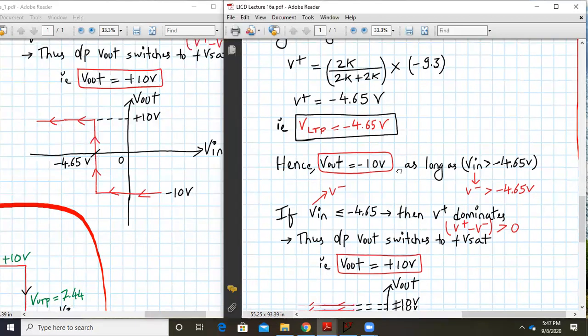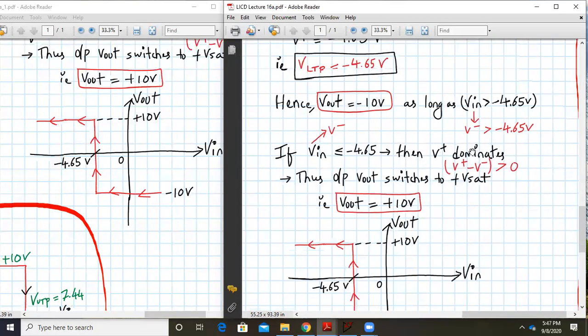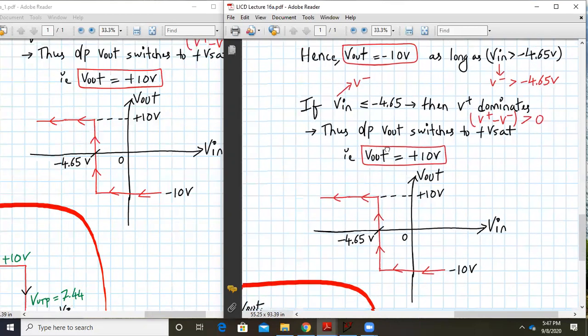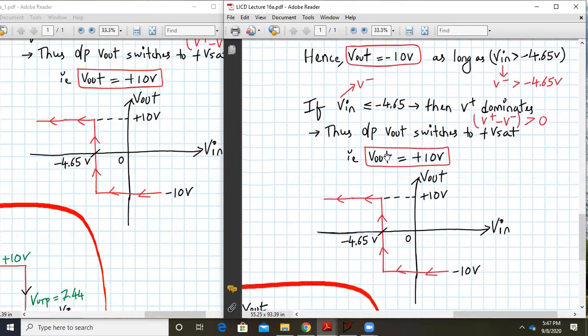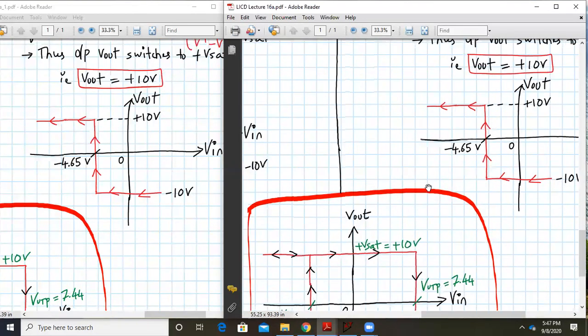Okay, so indirectly we are saying that V minus is the one which is less, so V plus will dominate. If V plus is greater than V minus, output will be at plus 10 volts, as is evident from this diagram. Okay, so I hope that this point is clear. So we have found out the values of VUTP and VLTP. These are asymmetric.